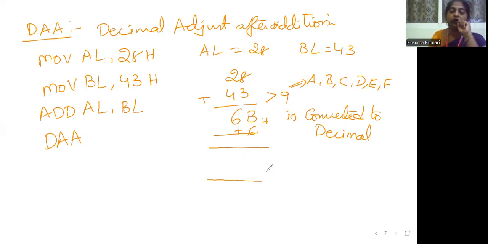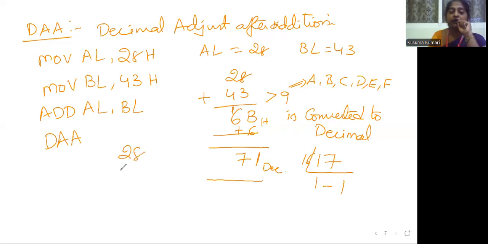So B plus 6. B means 11. So 11 plus 6, that means how much? 17. 17 in hexadecimal is 11. So this 1 stays here and the other 1 carries over to this position, and 6 plus 1 is 7. Now 71 is the decimal number.